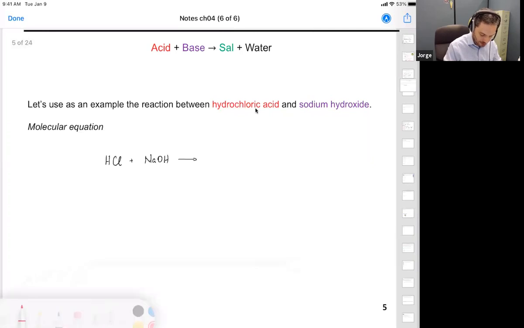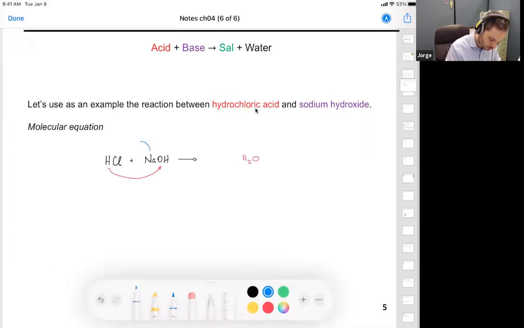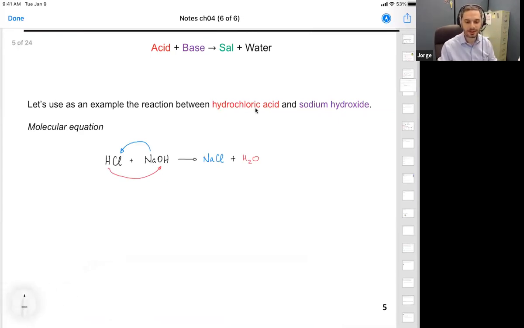Acid-base reactions are double displacement reactions. Hydrogen is going to combine with OH, forming water, and sodium is going to combine with chlorine, forming the salt. Okay, sodium chloride. That's how the reactions between acids and bases work out.